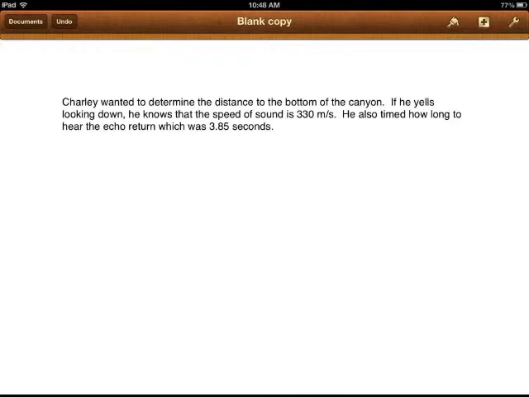We know time, and we know velocity. Okay? What's he wanting to determine? Distance.